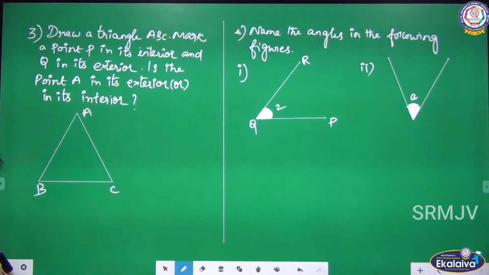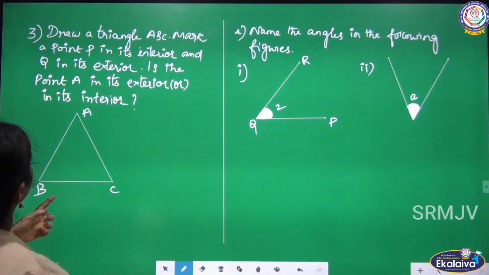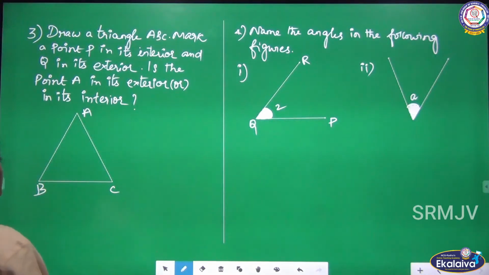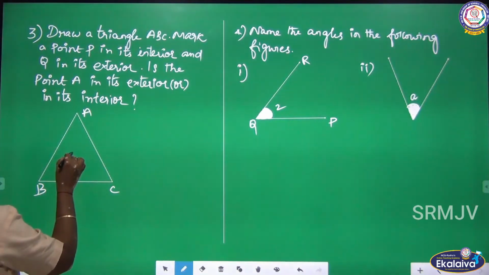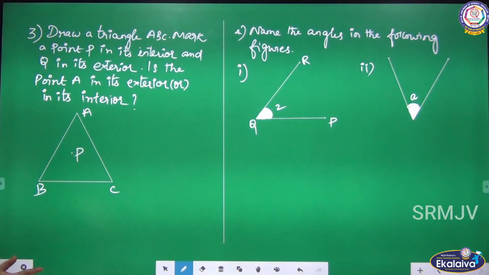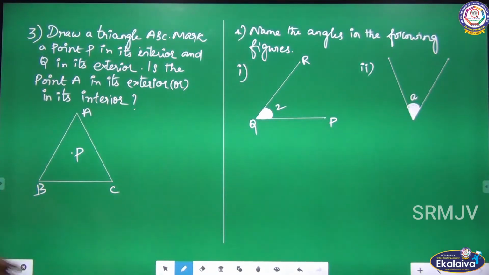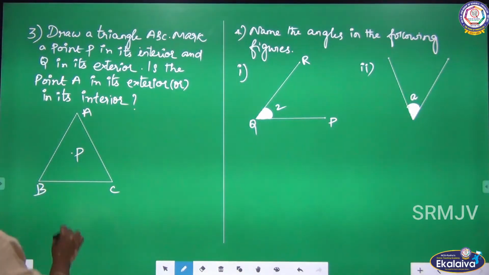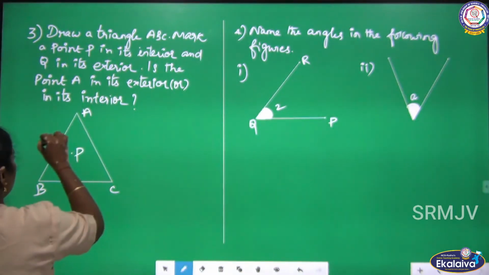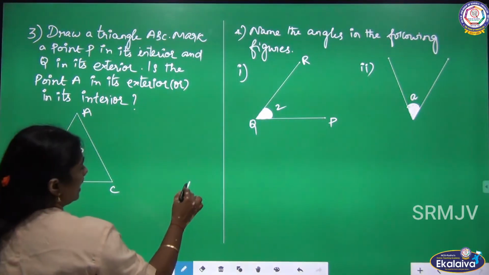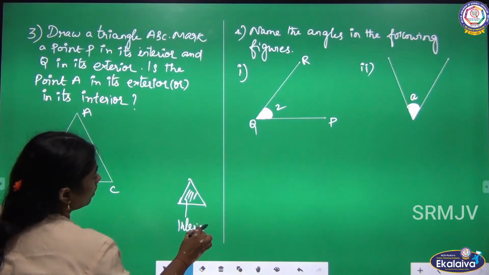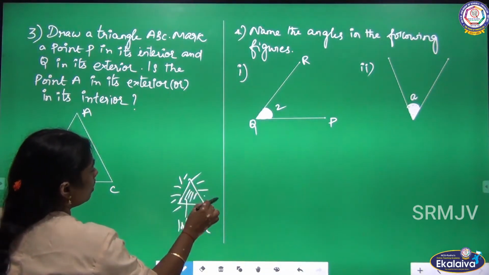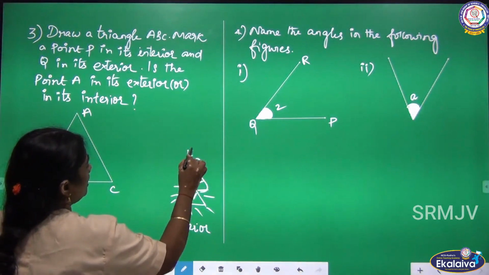I have marked the points A, B, C. Now mark a point P in its interior. See, a triangle: this part is interior. So I have marked P in its interior and Q in its exterior. Listen, exterior means where? Here I can keep a dot, or here, or here. See, in a triangle, this part is interior. So these parts are exterior.